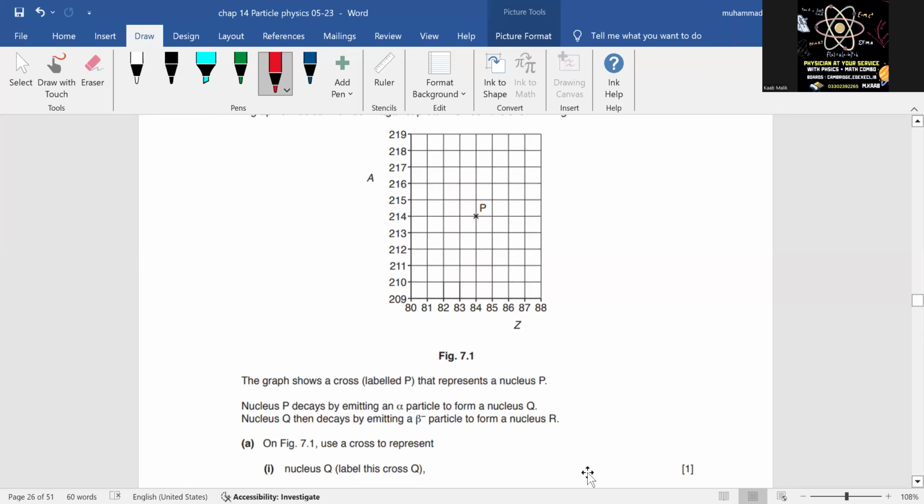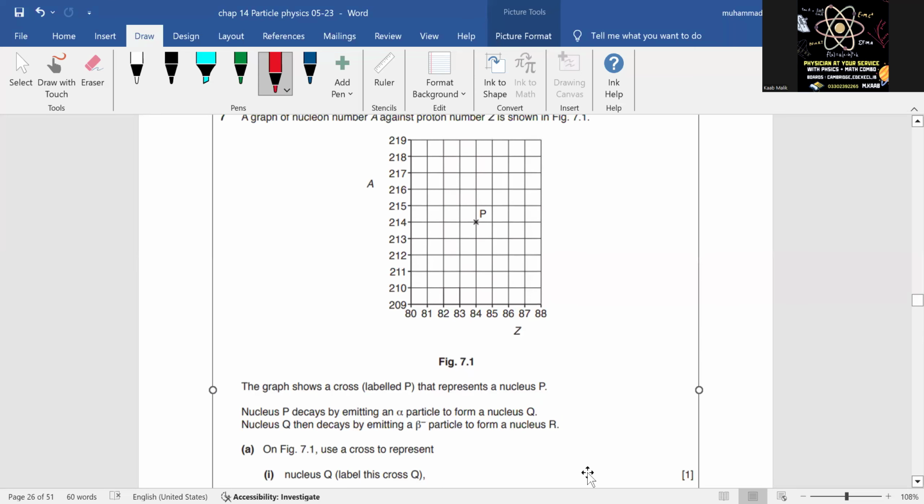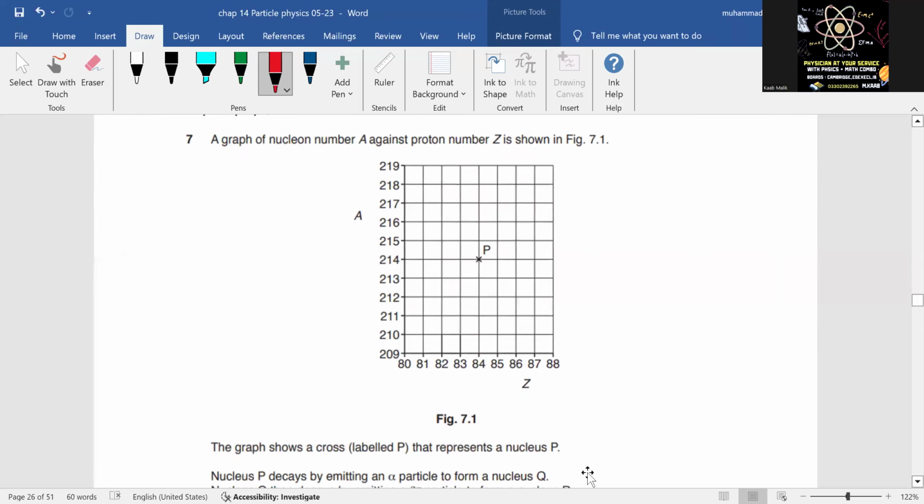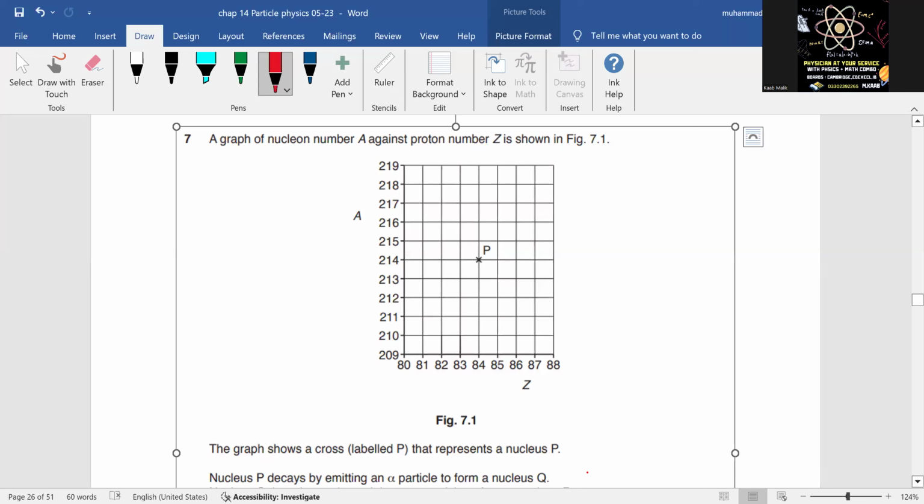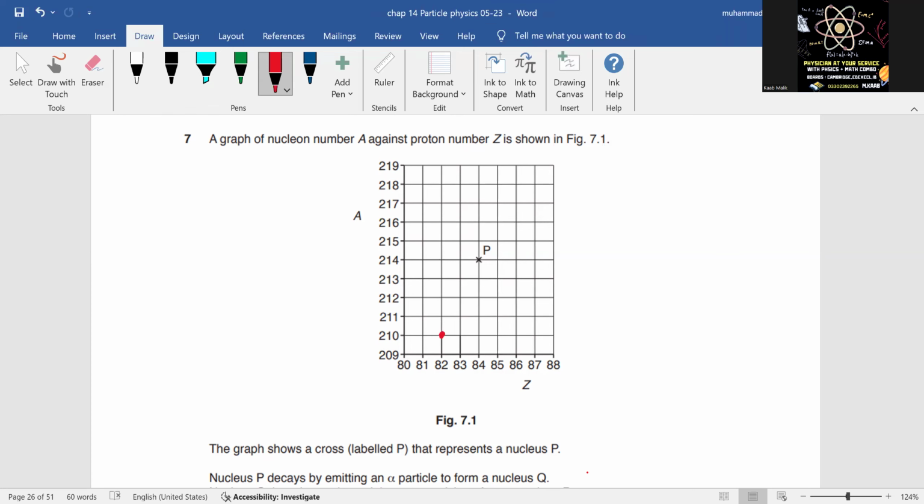Okay, so P decays by emitting an alpha particle. An alpha particle means there should be a decrease of four in the nucleon number and a decrease of two in the proton number. So it should be 214 and 84, then 210 and 82. Right here. So P decays into Q.